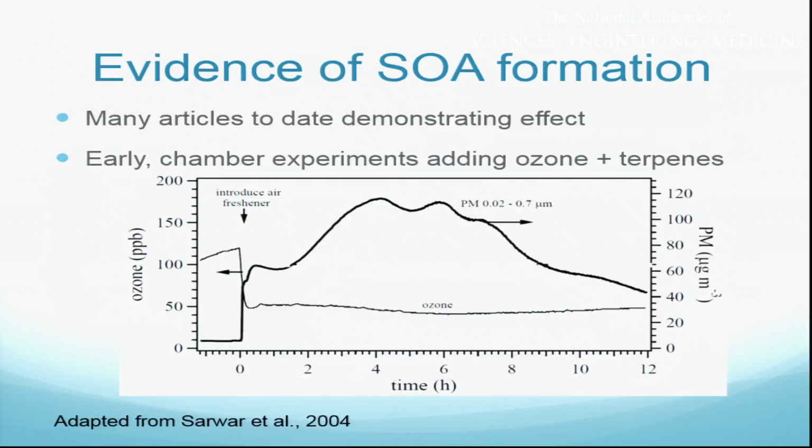We've seen lots of papers that show that secondary organic aerosols are generated indoors. This is just one example from Sarwar et al., actually Rich Corsi's group, a few years ago, in which in a room with elevated ozone, here, relatively elevated, they introduce an air freshener, and you see a really rapid increase in the concentration of submicron particles that persist over quite a long period of time.